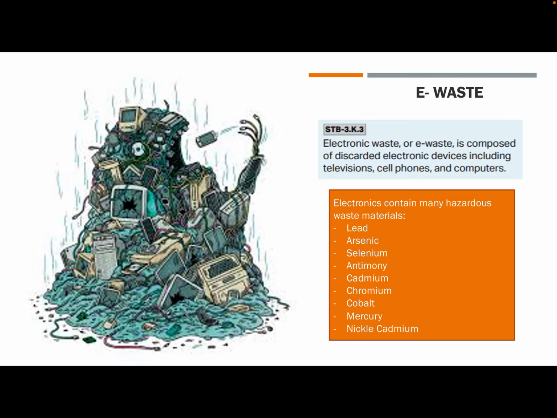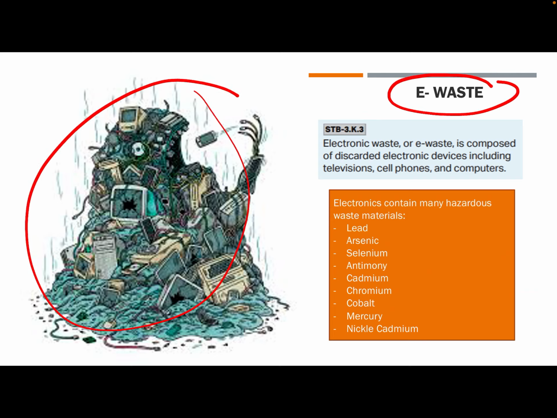A more recent and difficult thing to get rid of is e-waste. So this is electronic waste from our discarded electronics, which are things like televisions, cell phones, and computers. They contain many hazardous waste materials: lead, arsenic, selenium, antimony, cadmium, chromium, cobalt, mercury, and nickel-cadmium batteries. These are tricky to discard, and you should not just throw these in your regular trash. There's generally e-waste recycling places.